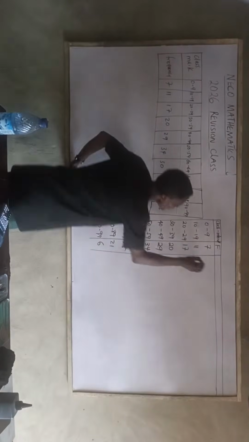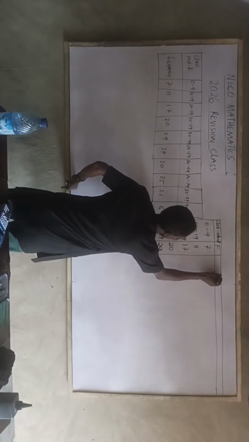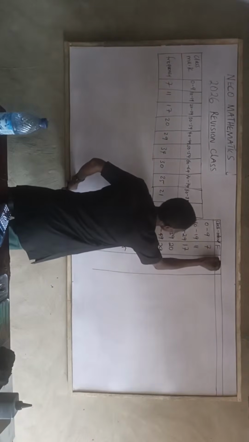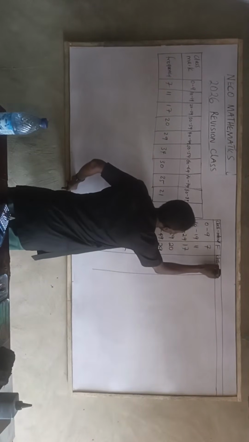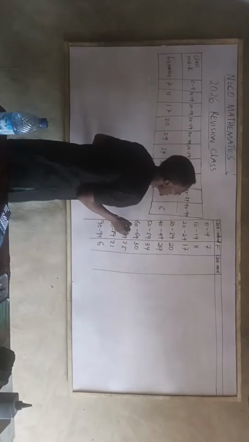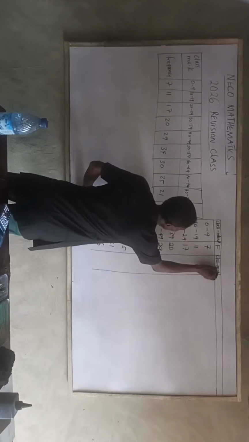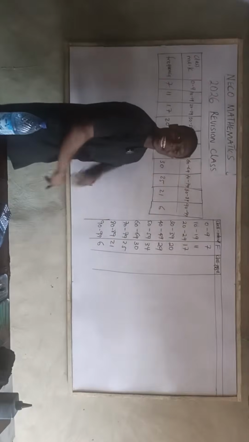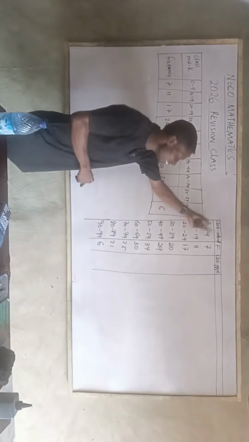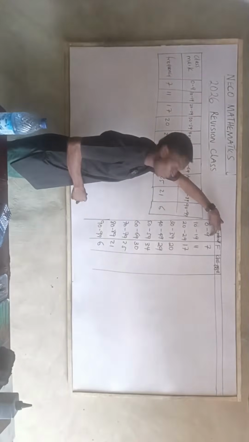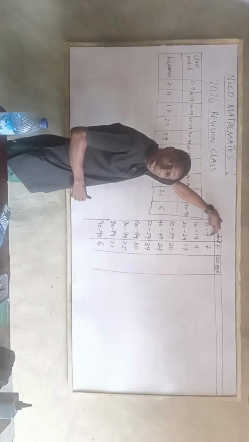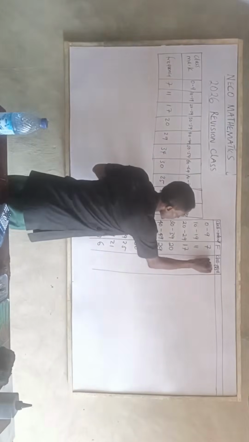Now, the next thing also is what we call the class mark. How do you get the class mark? The class mark is denoted as X. It's simply an average of the class interval. You have the 0 to 9, you divide by 2. 0 plus 9 gives us 9. 9 divided by 2 gives us 4.5.